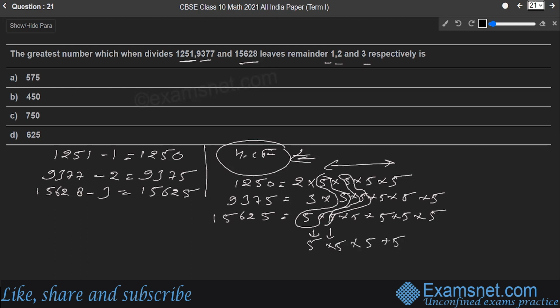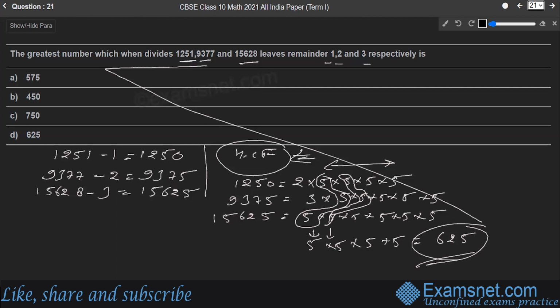So 5 into 5 into 5 into 5 comes out to be 625. So 625 is the greatest number which will divide these three numbers, leaving the respective remainders 1, 2, and 3. So the right answer becomes 625. That is option number D.